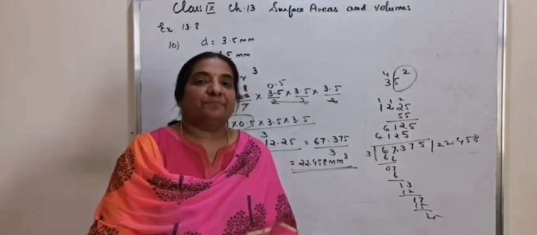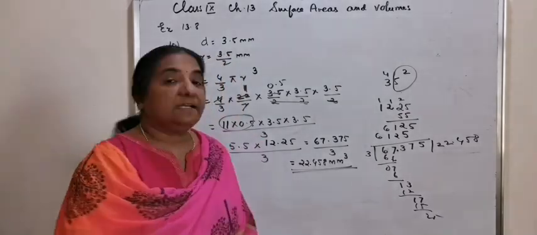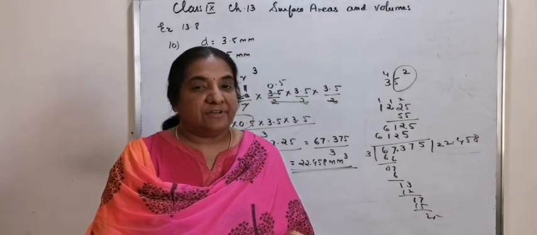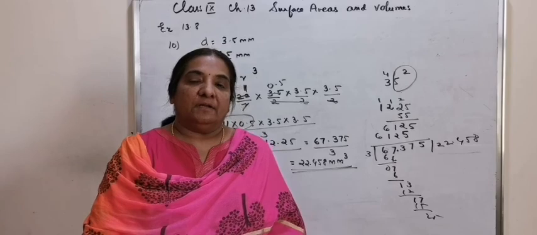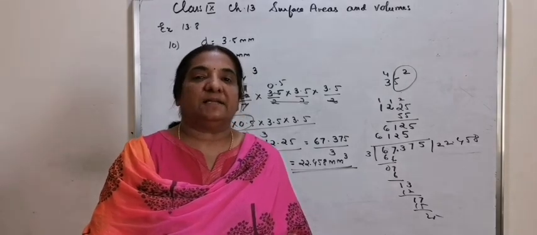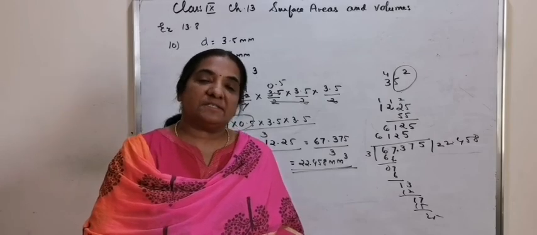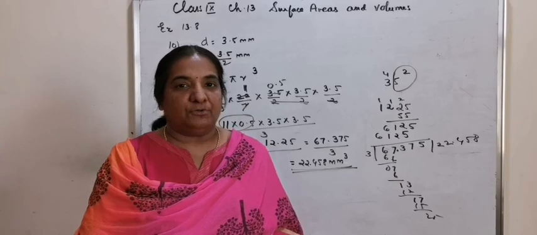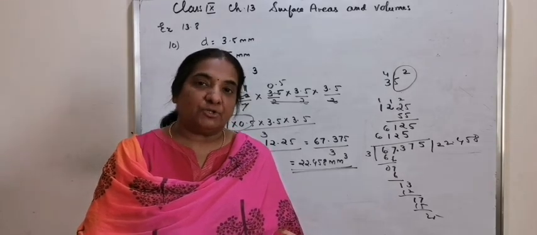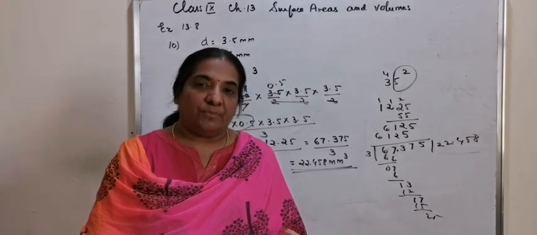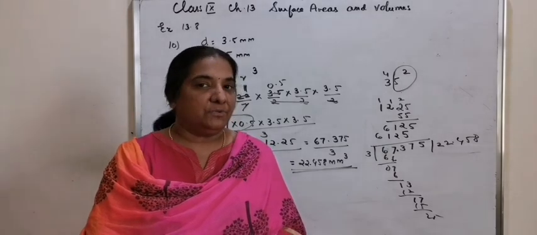This completes chapter 13, surface area and volumes. This lesson is a very scoring lesson. Learn the formulas thoroughly, read the question thoroughly, and understand whether the surface area, total surface area, curved surface area or volume has to be found out. The conversion of 1 meter cubed is equal to 1 kiloliter is frequently applied, so make sure of those conversion units also.